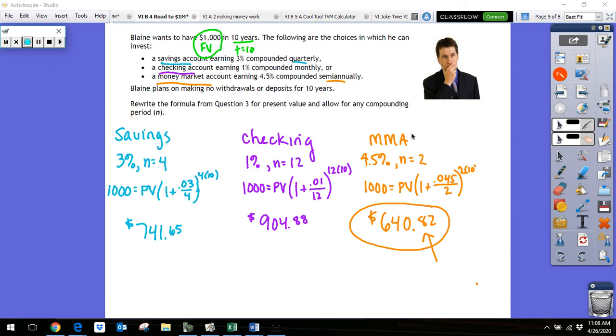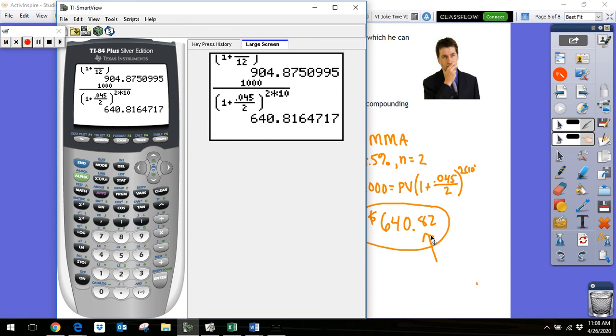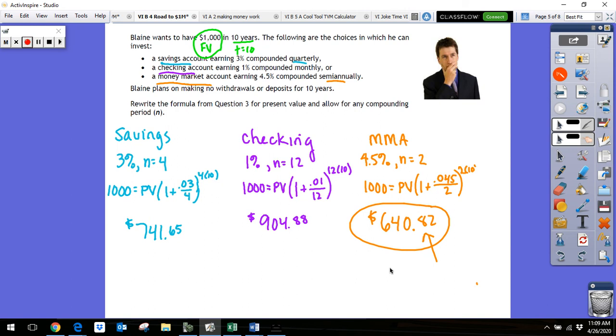So the last option he has is this thing called a money market account. It earns 4.5%. It's compounded semi-annually. That's twice a year. So 4.5 is the highest percentage so far. That's a good thing. And I'm trying to do this final calculation now. So I have the 2 in for semi-annual, I have the 4.5% in, so that would mean he would only have to put in $640.82.